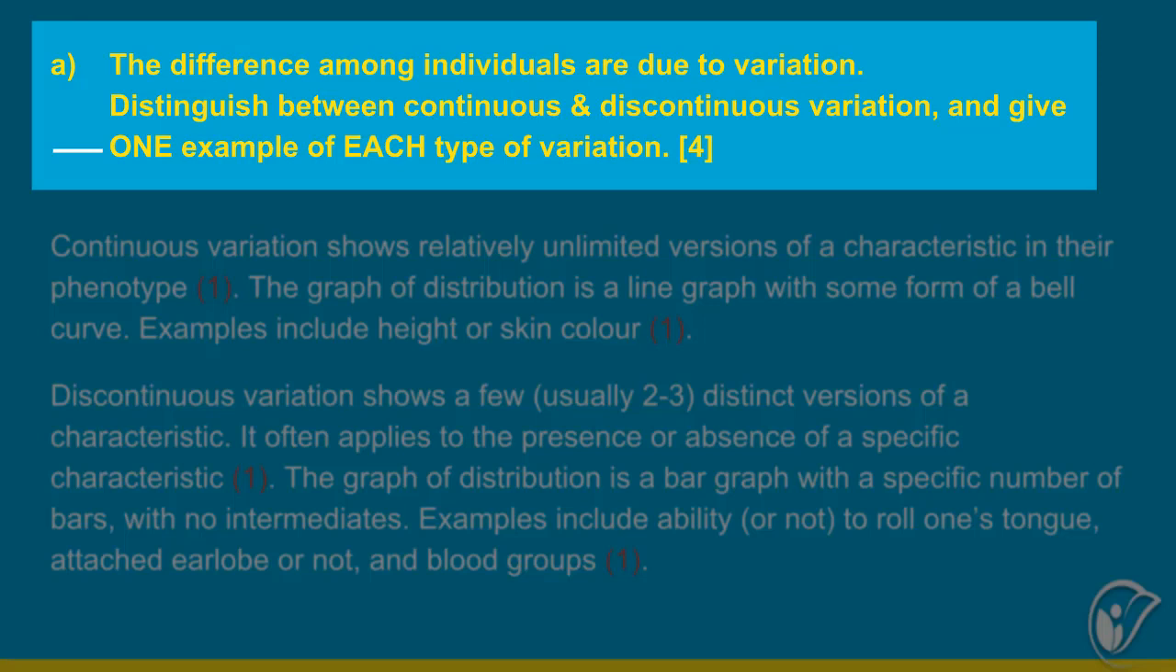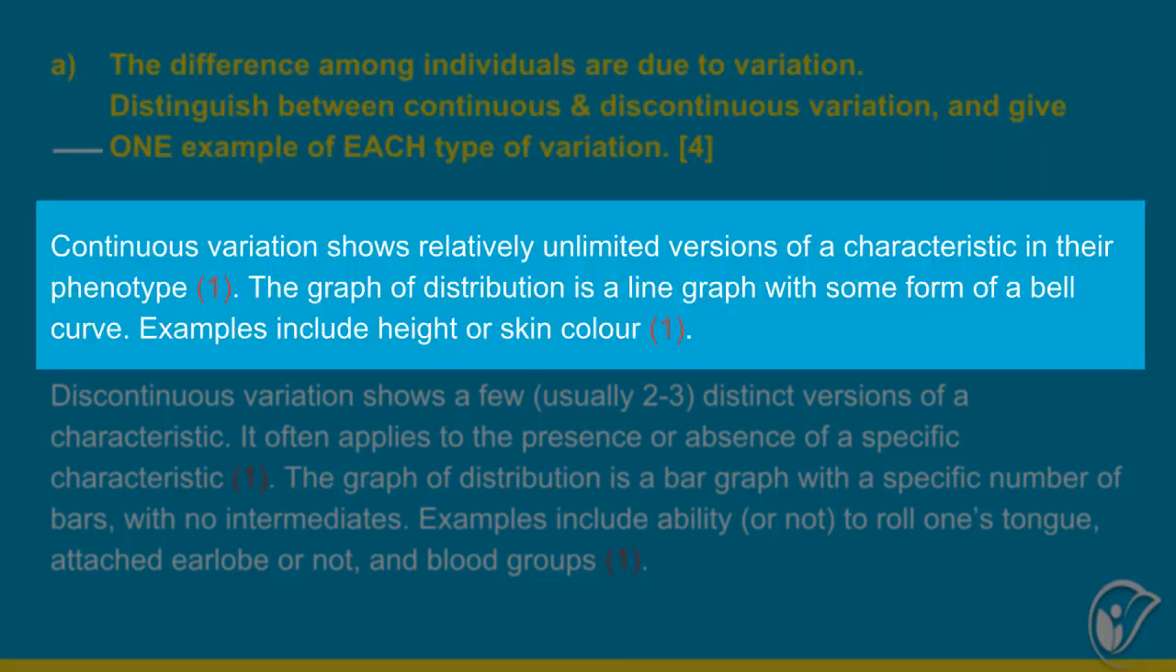It says, the differences among individuals are due to variation. Distinguish between continuous and discontinuous variation and give one example of each type of variation. Now, we are being asked to discuss continuous versus discontinuous variation. Let's look at continuous variation first.